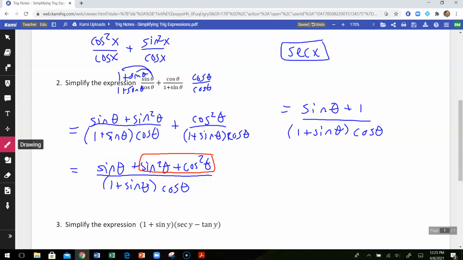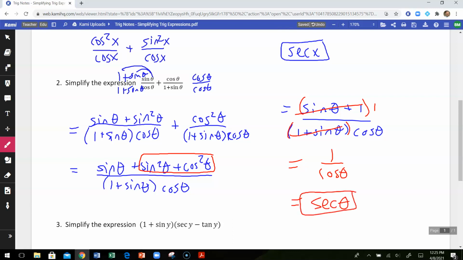At that point, you have this sine theta plus 1 and this 1 plus sine theta. Those are the exact same thing on top and bottom. I can cancel those out, so I replace my numerator with 1. All I have left in the denominator is cosine theta. 1 over cosine theta is secant theta.